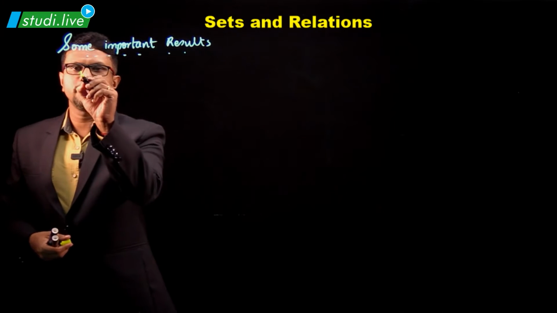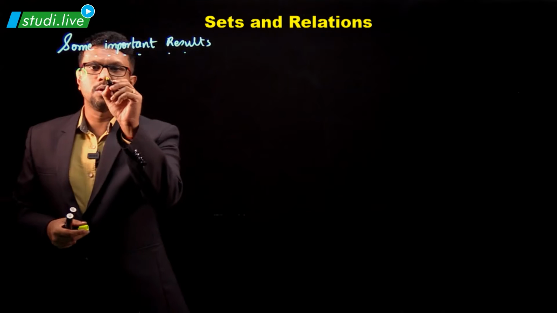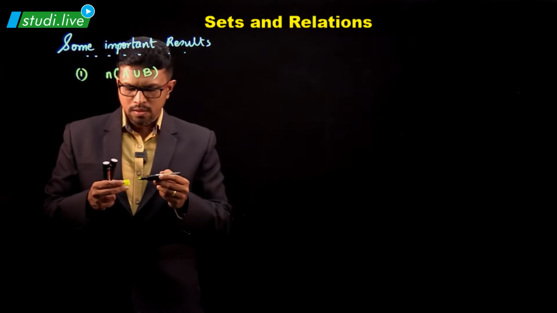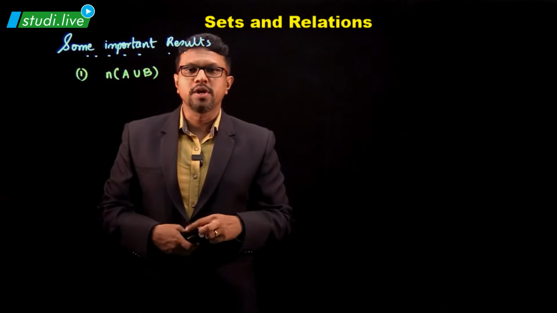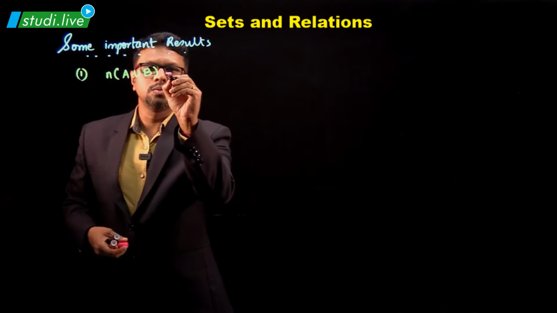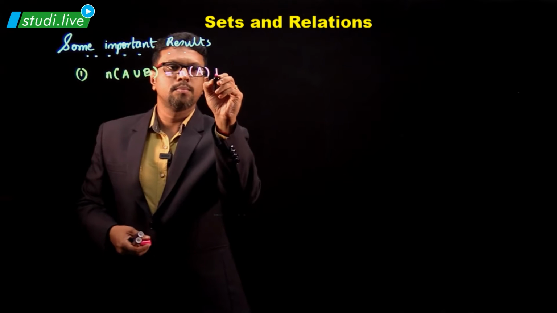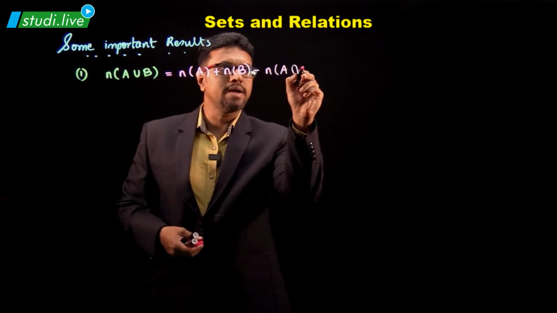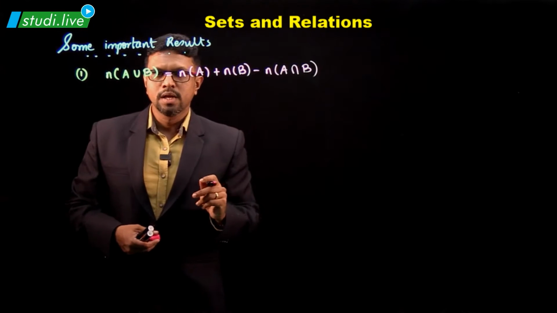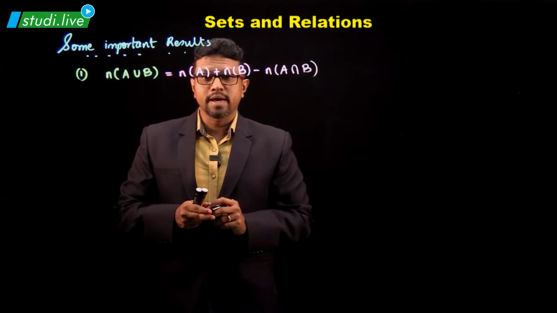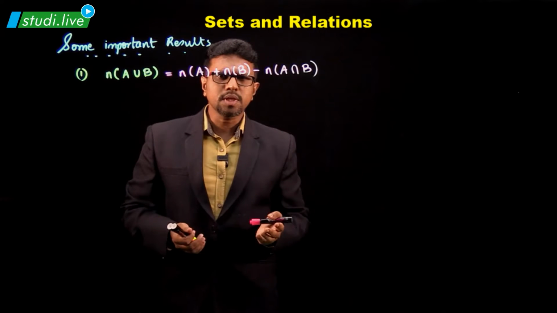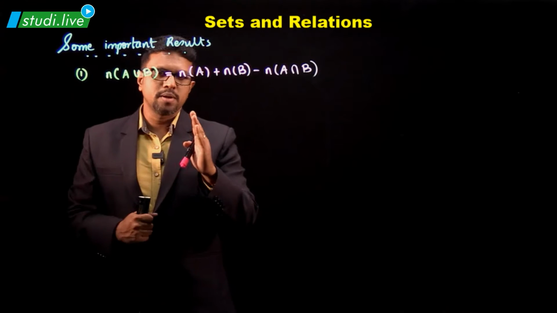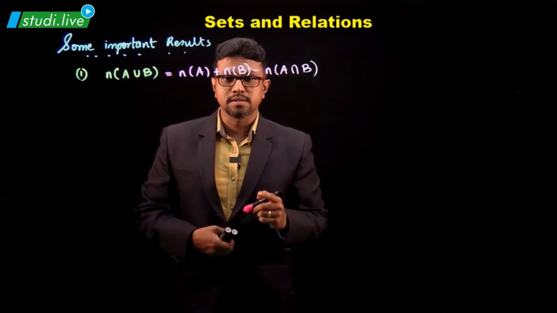So the first formula that we have over here is of n of A union B. You might be knowing this formula. n of A union B is equal to n of A plus n of B minus n of A intersection B. This formula has been used many times in your lower standards, probably in sets and also in probability.